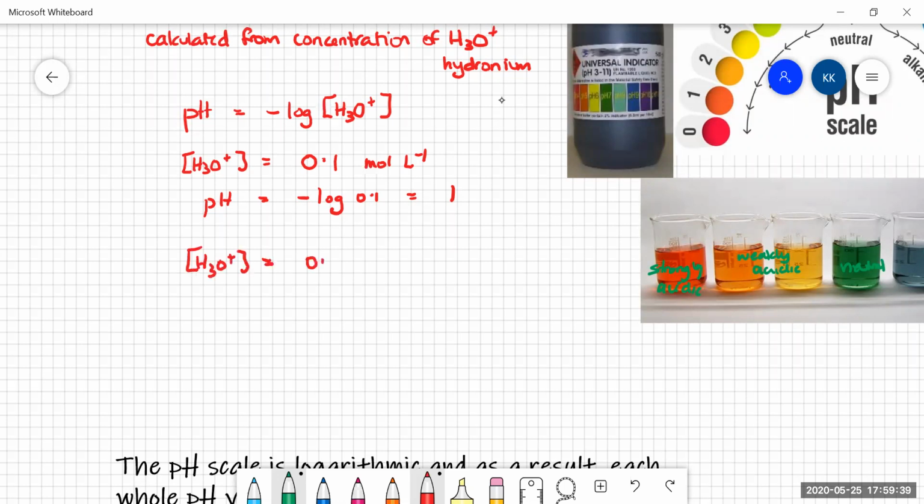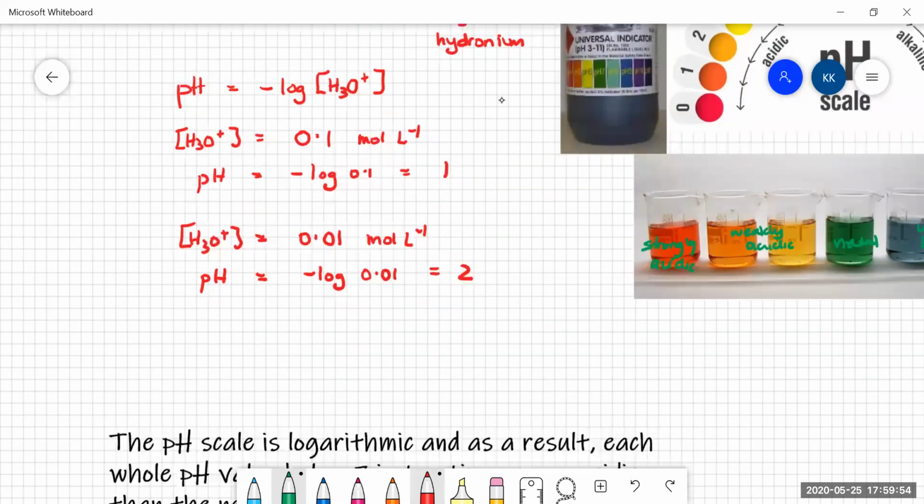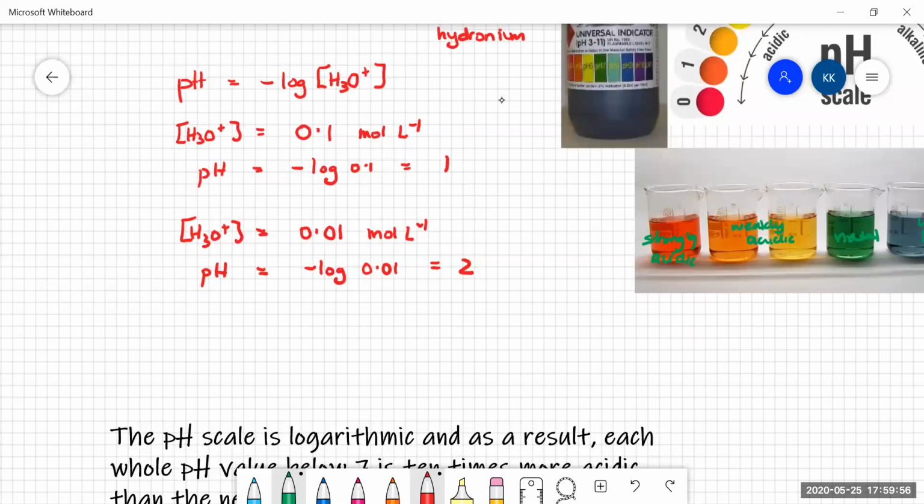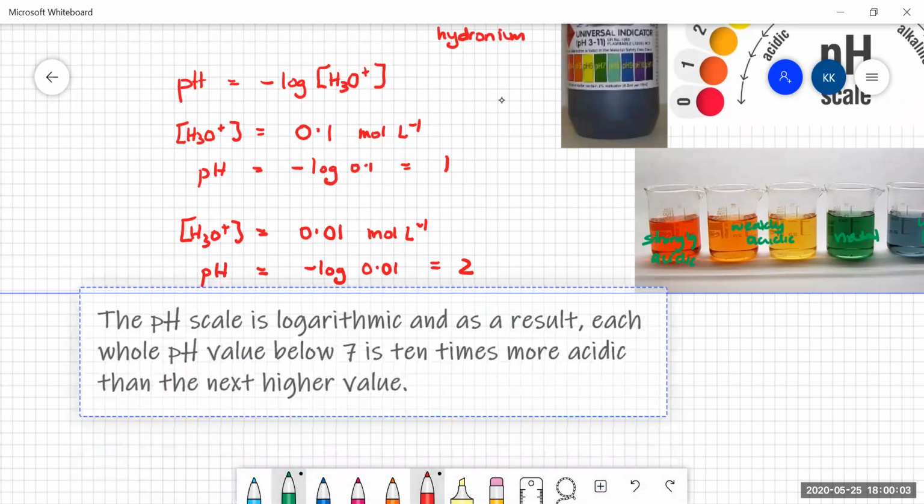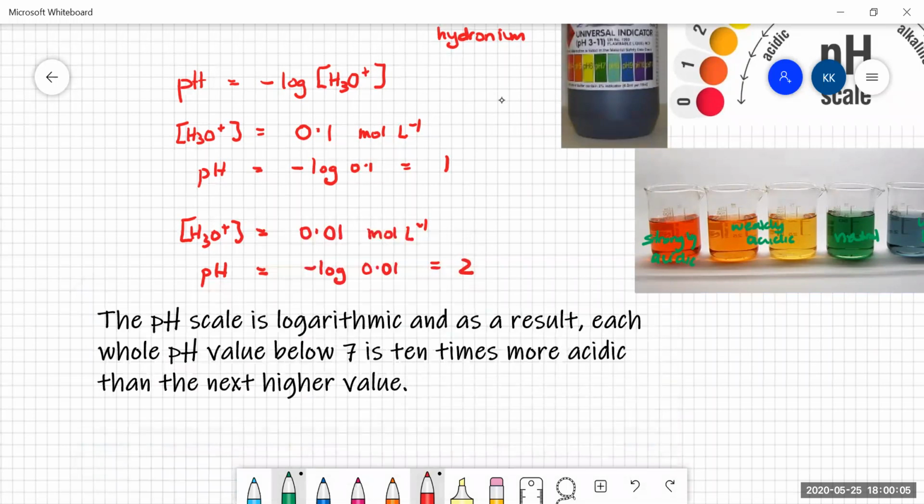If the concentration of H3O+ was 0.01 moles per litre, then the pH would come out to be minus log of 0.01, which is 2. So every time you go down 1 point in pH, you actually have 10 times the acidity. So the pH scale is logarithmic: each 1 point below 7 is 10 times more acidic than the next one.